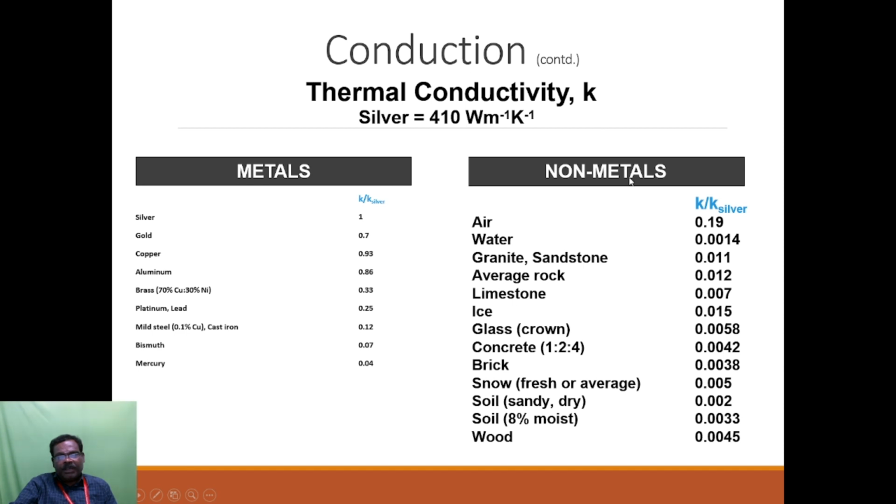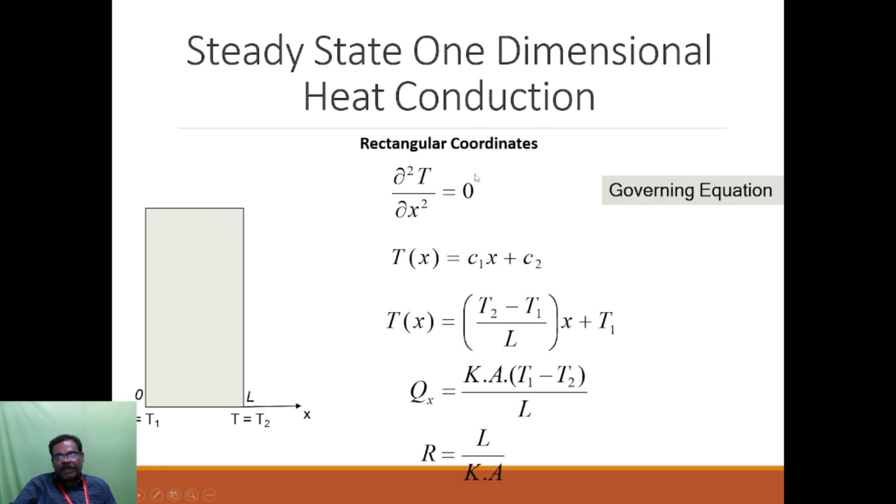Then you should know the thermal conductivity of several metals. For silver, this is the thermal conductivity. For gold, this is the thermal conductivity. Copper, this is the thermal conductivity. Air, water. So thermal conductivity of metals and of non-metals is given in terms of watts per meter Kelvin. That is watt meter inverse Kelvin inverse.